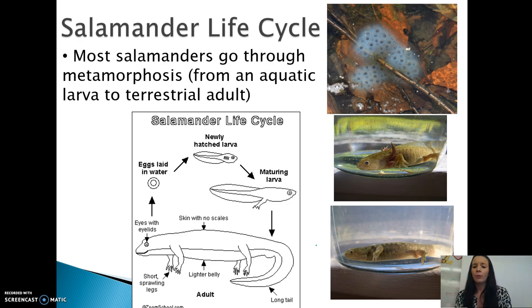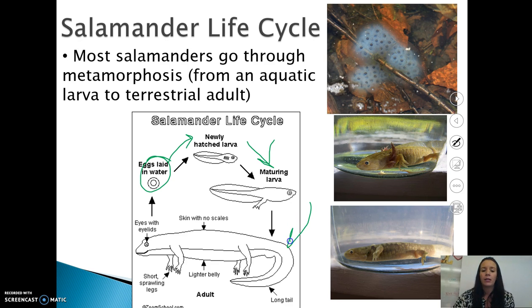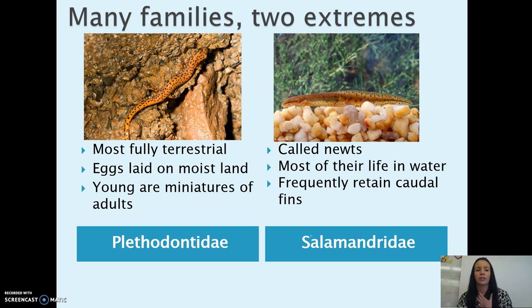So let's talk a little bit more about the life cycle. So most salamanders are going to go through something called metamorphosis. Now, we start here with our eggs. You see the larva, you see the maturing larva, and those legs start to appear, but they never lose the tail. And then as we get to an adult, they still have that tail, and those external gills are going to disappear.